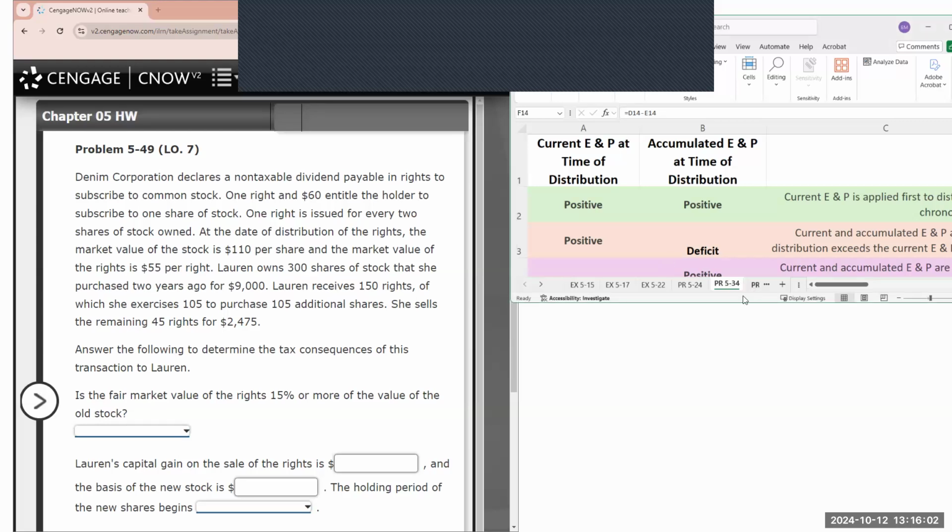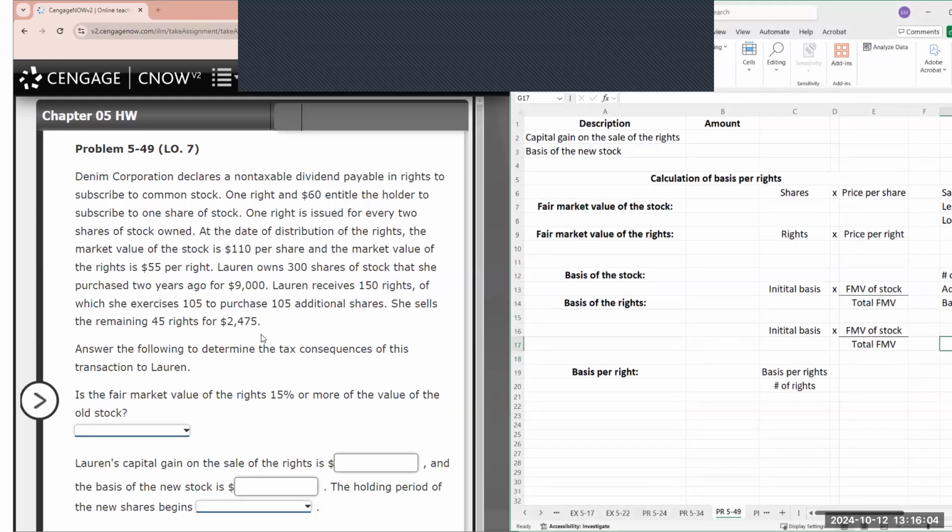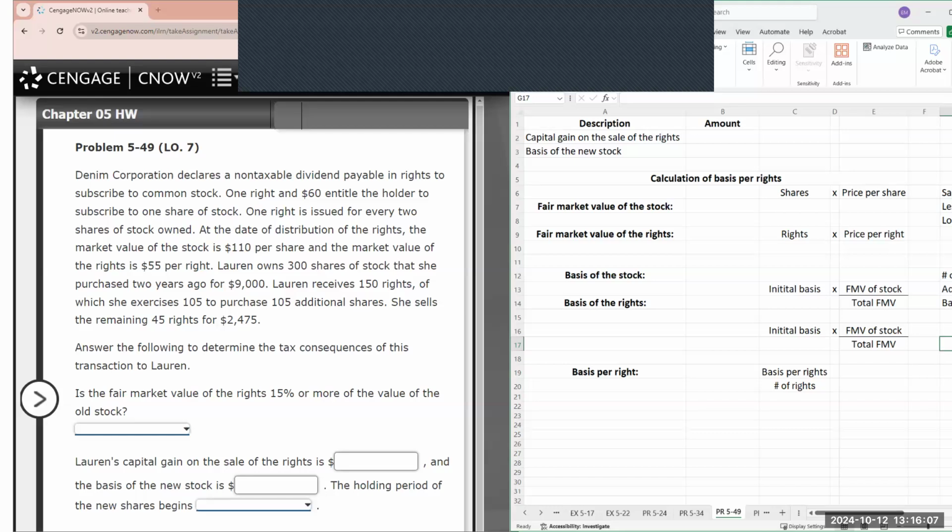So this brings us to our next problem. And here it asks, is the fair market value of the rights 15% or more of the value of the old stock? Answer the following to determine the tax consequences of this transaction to Lauren. Denham Corporation declares a non-taxable dividend payable in rights to subscribe to common stock. One right and $60 entitle the holder to subscribe to 1 share of stock. One right is issued for every 2 shares of stock owned.